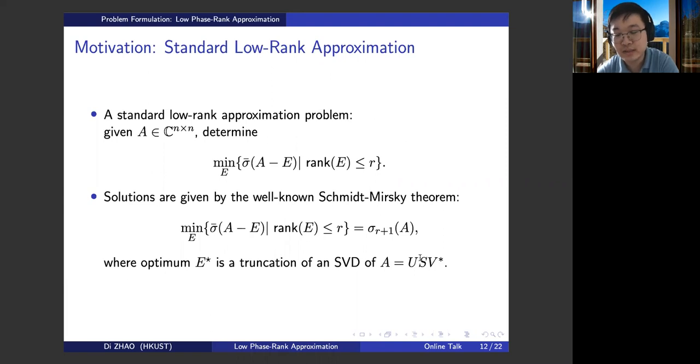Here S contains all the singular values, and we truncate off the largest R terms, replace those terms with 0, and keep the smaller part. We obtain a truncation, and that truncation is the solution to this problem by the Schmidt-Mirsky theorem. So we got a closed form expression for this low rank approximation.